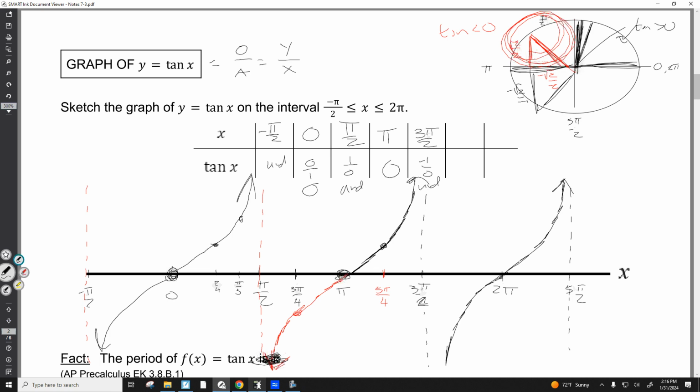Sine: positive, positive, negative, negative. You can't start repeating until you get through both positives and both negatives. Cosine: positive, negative, negative, positive. You can't start repeating until you get through both of those negatives and both positives. But tangent: positive, negative, positive, negative. We start repeating the signs and we will start repeating the values because tangent signs flip-flop.